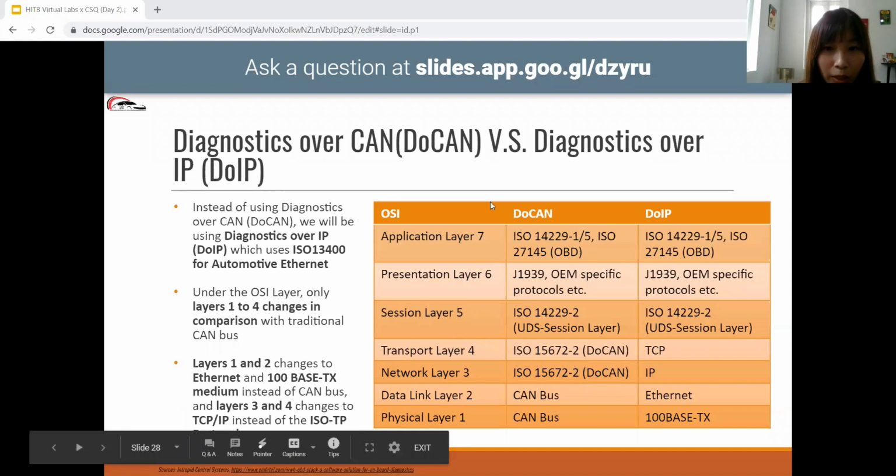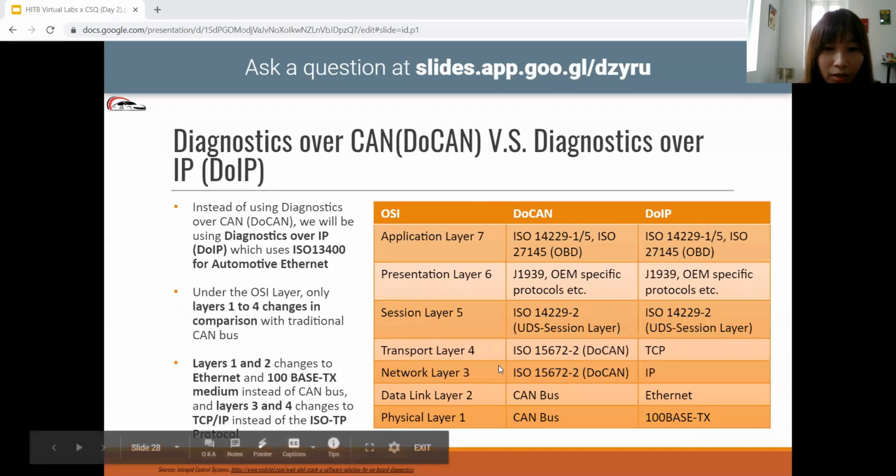Right. So for Automotive Ethernet itself, they have diagnostics as well. Instead of using DoCAN, which is your diagnostics over CAN, it uses diagnostics over IP, which is DoIP, which uses your ISO 13400 for the Automotive Ethernet itself.